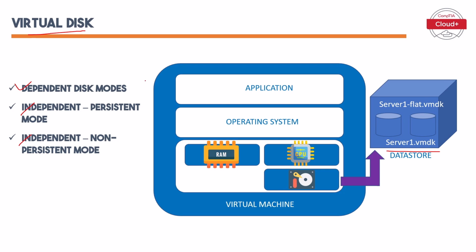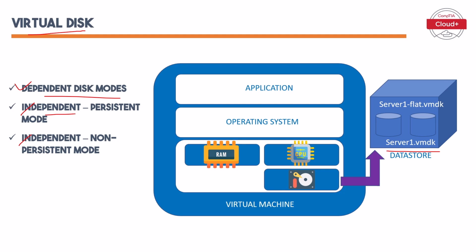Now let's talk about disk modes. First one is dependent disk mode. Dependent is the VMware default disk mode, which means that when you take a snapshot of a virtual machine, all disks are included in the snapshot. When you revert back to the previous snapshot, all data are reverted back to the point of taking the snapshot.